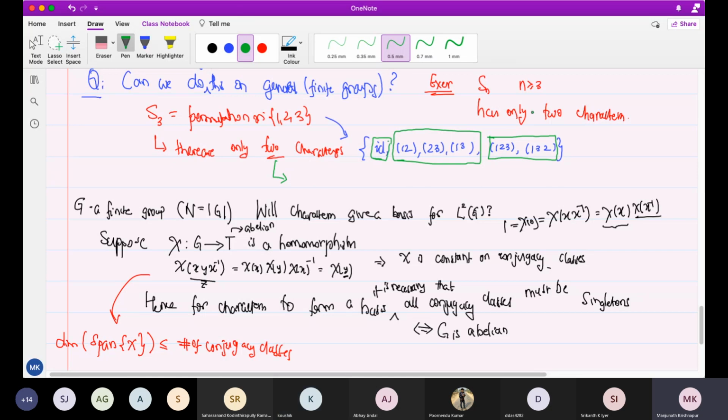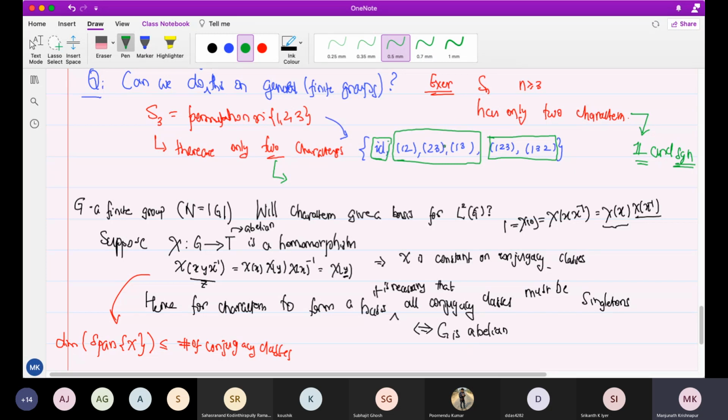In S3, or S10, what are the two characters? All going to 1, or all going to -1? No, this other one is the sign character, meaning odd permutations go to minus one. Yes. So the trivial character and the sign character, these are the two characters. And there are no other characters.